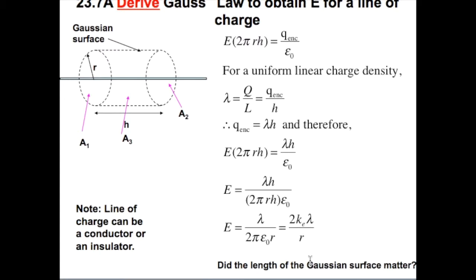Okay. The interesting thing here is that the length of the Gaussian surface doesn't matter. What we find is this is independent of the length of this wire, or this line of charge. It's just how far away you are and what the linear charge density is.